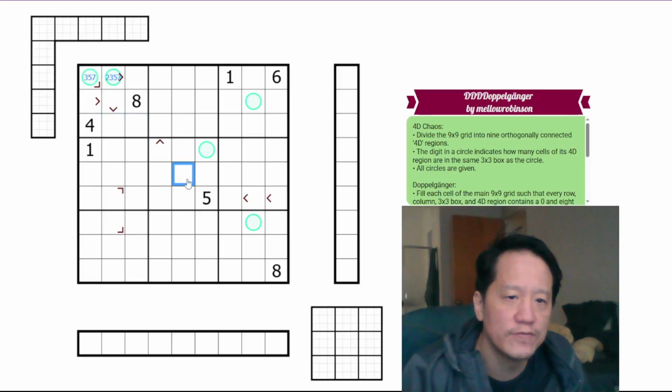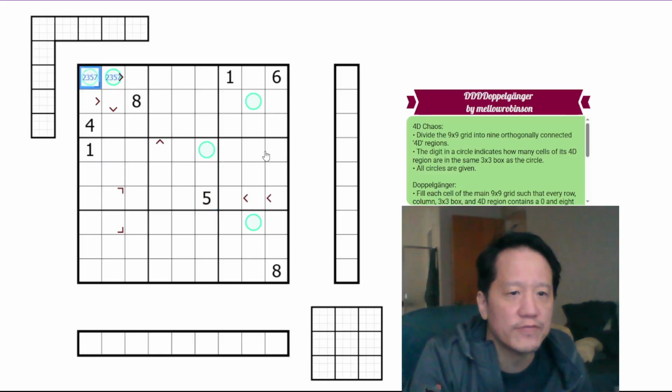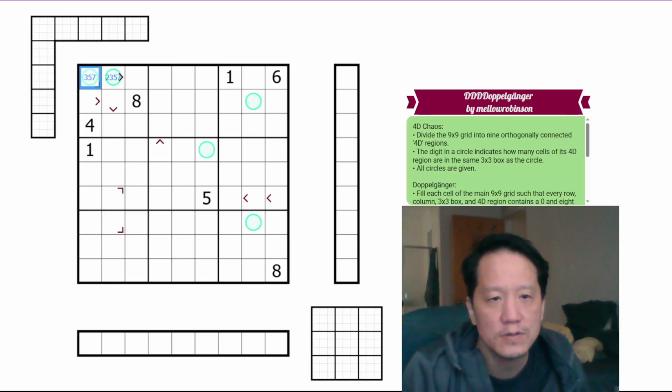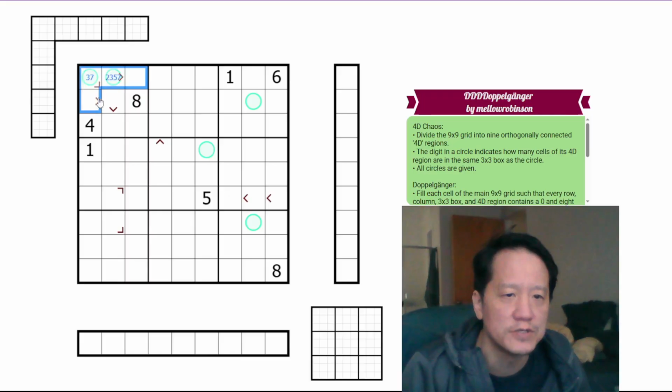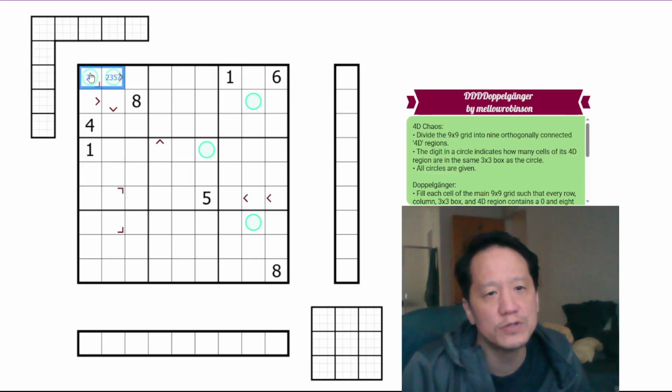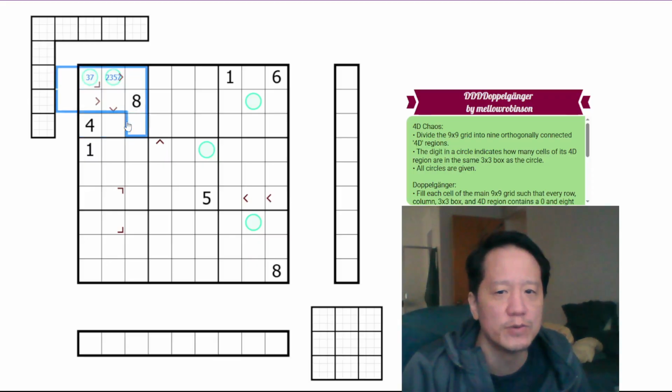1, 2, 3, 4, 5. If it has a 5 here, it would be missing a 5. So this cannot be 5. This can't be 7, because if this is 7, this would have 3 cells in the same region as it, and these cannot be the same region, because if they were the same region, they would have the same amount of cells in the region and in the 3 by 3 box they're in. So this is definitely a border. I think I made this green. This is light.